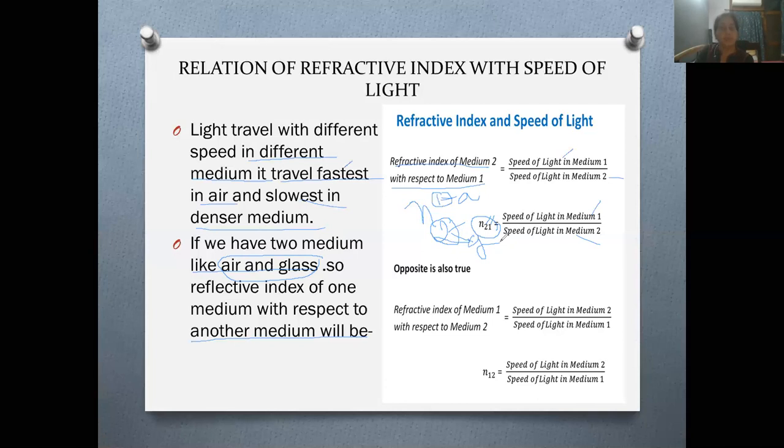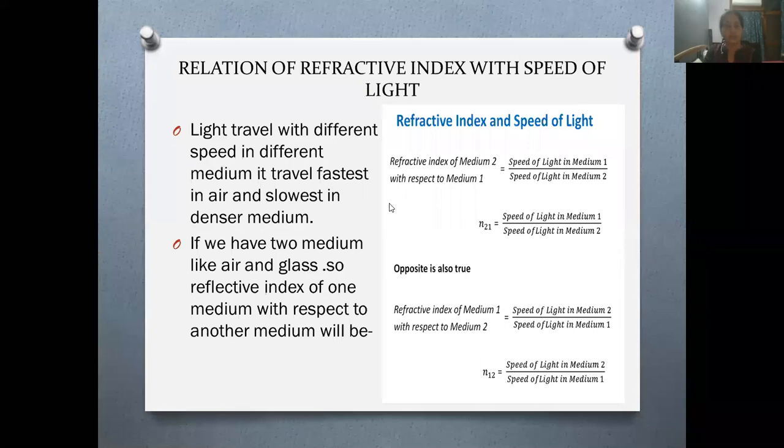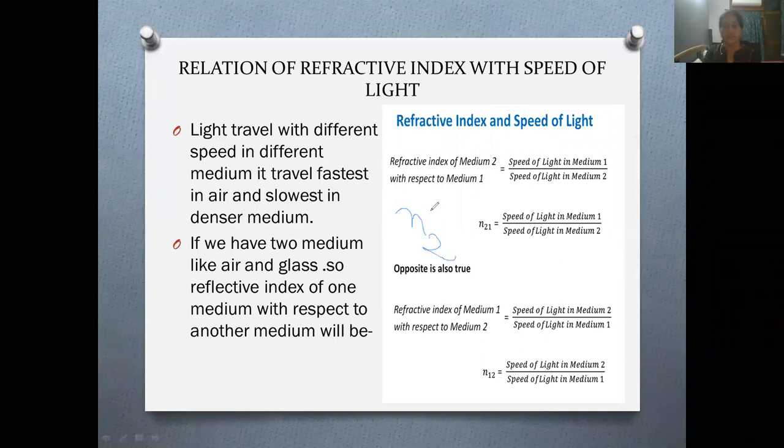Now again I am going to just share it. So n21 can be written like this: N, below here it is 2, and upper it is 1. So this is the same N21. And how you will read it: this is the refractive index of medium 2 with respect to 1. That is the speed of light in 1 upon speed of light in 2.